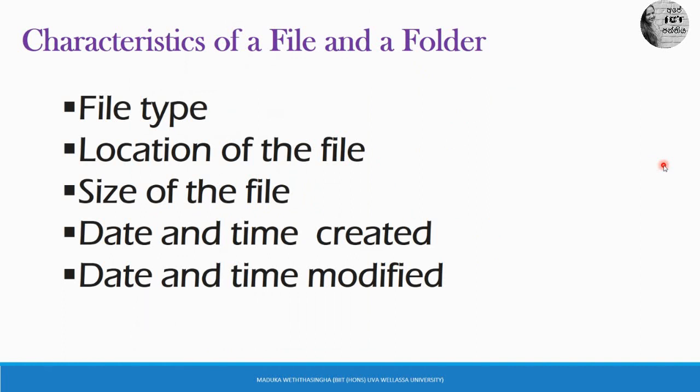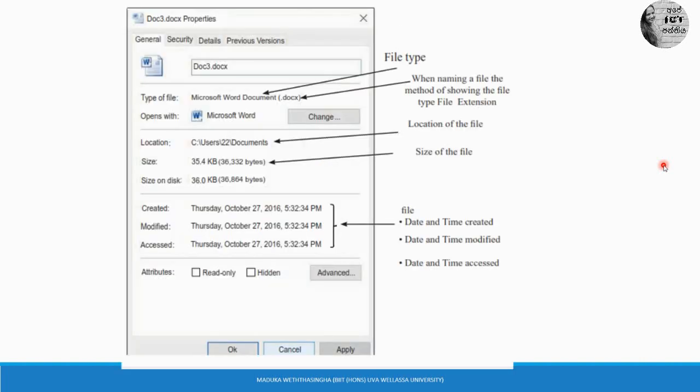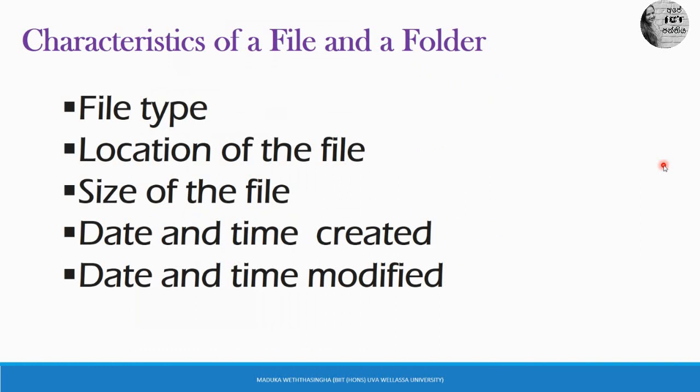Then here you can find the characteristics of a file and a folder. In this one also I have explained what the characteristics are. It means properties of the file or a folder. Here I have listed a few of the properties.